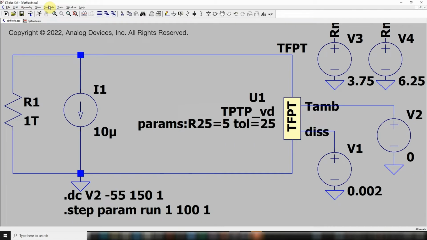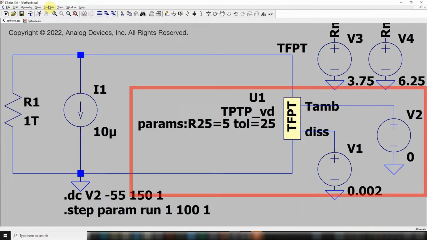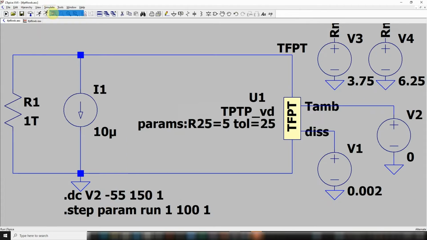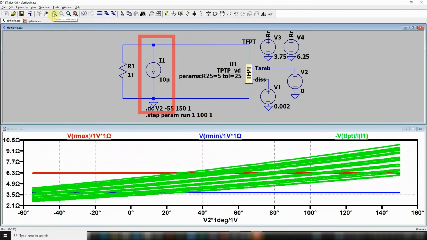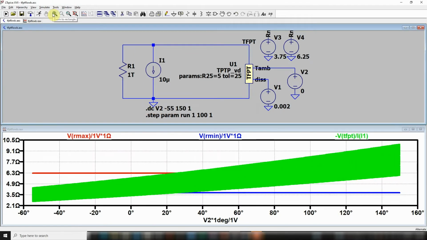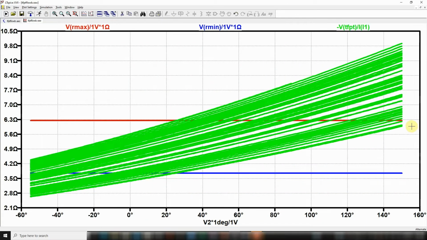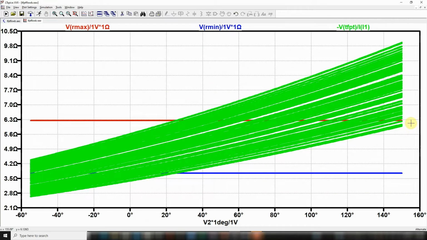The built-in model in LTspice for this part is a resistor controlled by two voltages, one acting as a temperature and the other as the dissipation coefficient. The first simulation is done in zero power condition. We sweep the temperature and we compute the resistance of the part with a tolerance on R25 of about 25%.